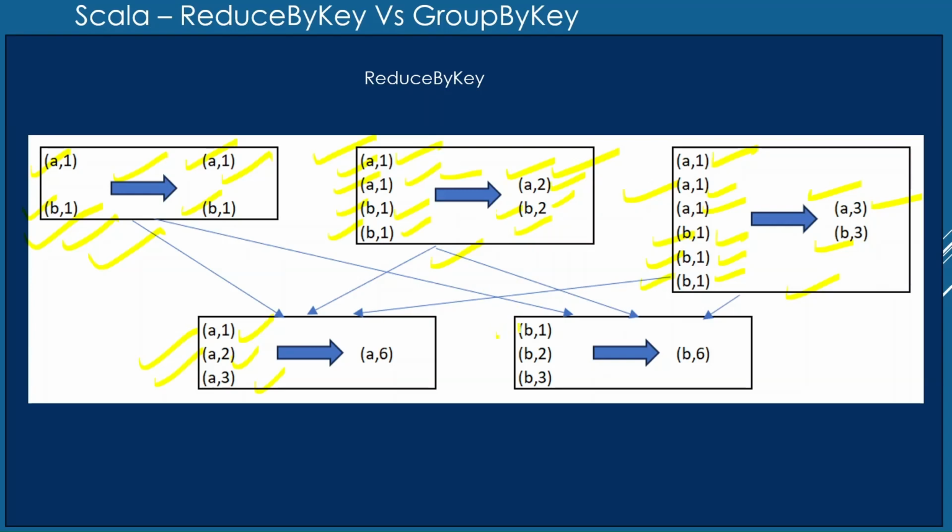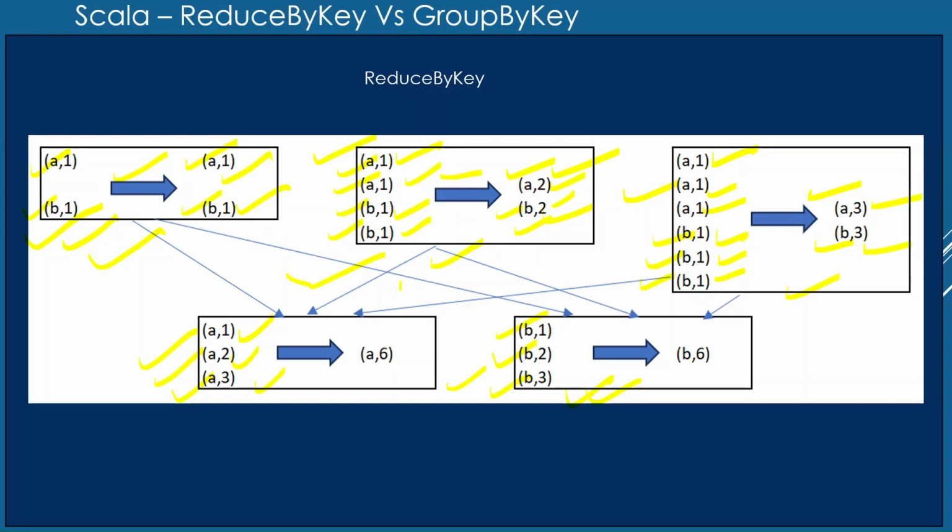Same for B. This record is coming from the result of the reduction function from this partition. This B2 is the result of the reduction function which happened in this partition, and B3 is the result of the reduction which happened in this partition. So we can see there are now two partitions available, based on each key. And one more important thing, which I am talking about again and again: the shuffling is happening at the last stage of the transformation.